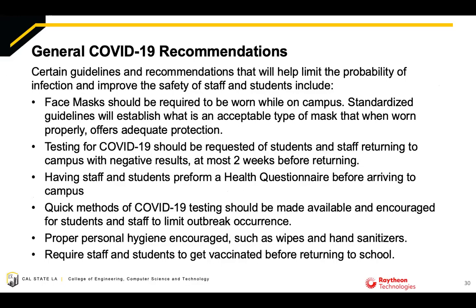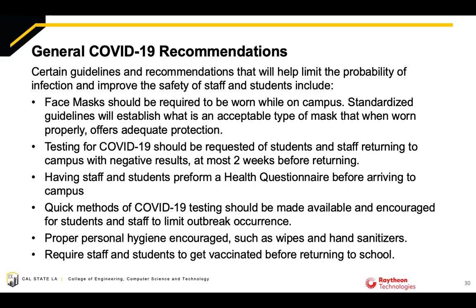General COVID recommendations. We have certain guidelines and recommendations that will potentially help limit the probability of infection and improve the safety of staff and students. These include the use of face masks, which should be required to be worn while on campus, as well as having a standardized guideline that would establish what is an acceptable type of mask that, when worn properly, offers adequate protection. Testing for COVID-19 should be requested for students and staff returning to campus, with negative results at most 2 weeks before returning.